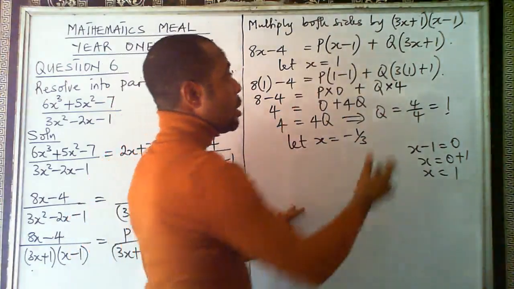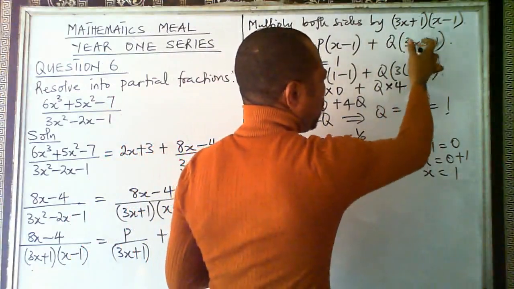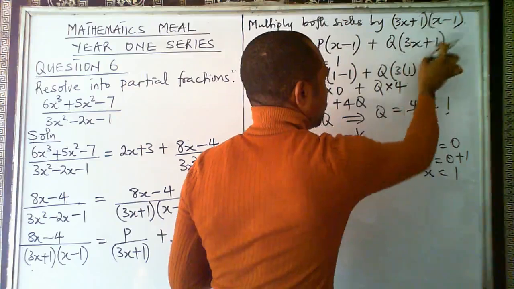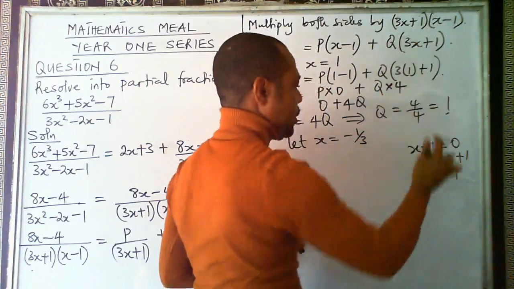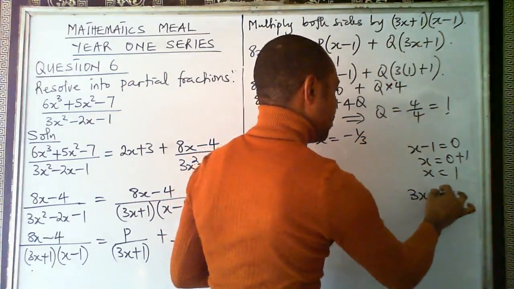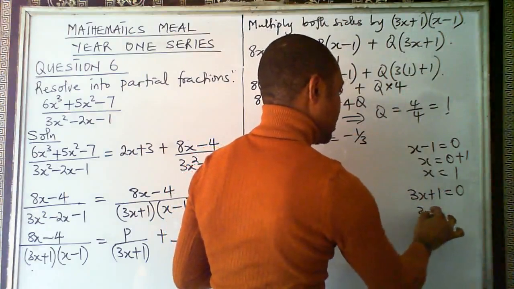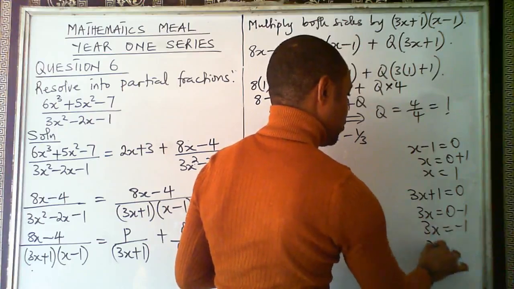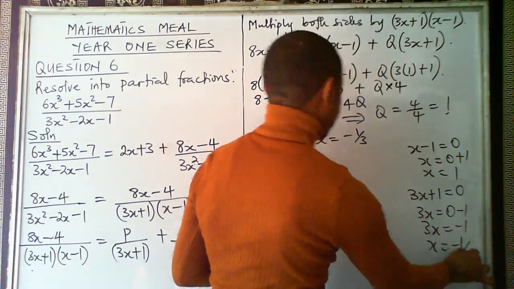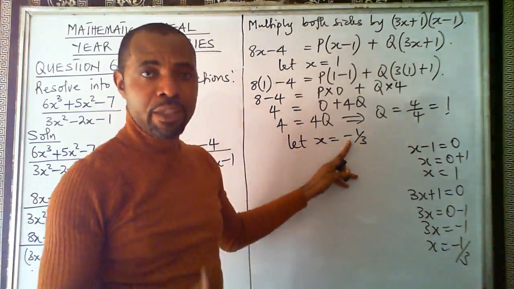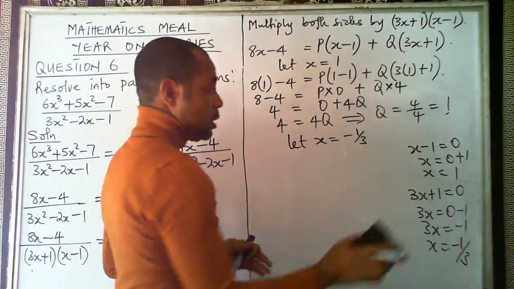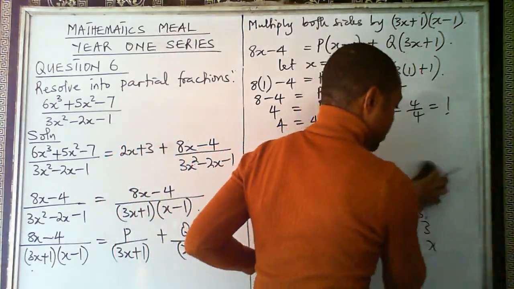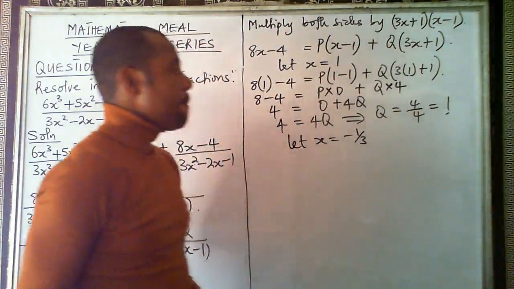That's how I obtain 1 that I will substitute here to make this 0. In the same way, how will I now make this 0? What will I substitute? This is what I want. Once this becomes 0, q will be 0. So I will now know 3x plus 1 is equal to 0. 3x is equal to 0 minus 1. 3x is minus 1. So x becomes minus 1 over 3. That's how I arrive at this. Please take note of this for subsequent questions.